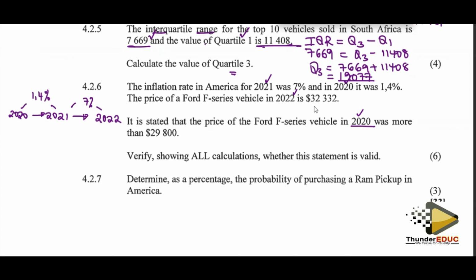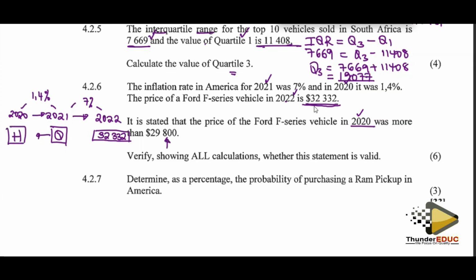They're saying it is stated that the price of the Ford F series vehicle in 2020 was more than 29,800. The price you have right now is for 2022. So we need to know the price it was in 2021, and it would give us the price in 2020, and we compare it with this.